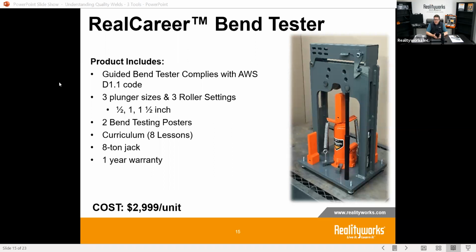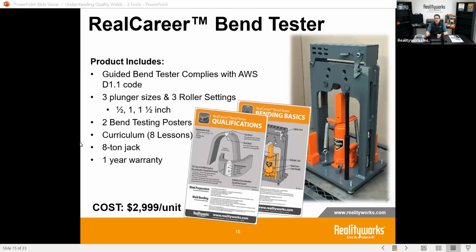Now, the great feature about this is that it allows your students to not only do the weld, but go and do the bend themselves or with your help and walk through how you would actually do that. This product, the guided bend tester, complies with AWS D1.1 code. So it follows the D1.1 code. And the great feature of this product is that we also have an 8-lesson curriculum with it. That curriculum walks you, the teacher, and the student through how to do a proper bend test.